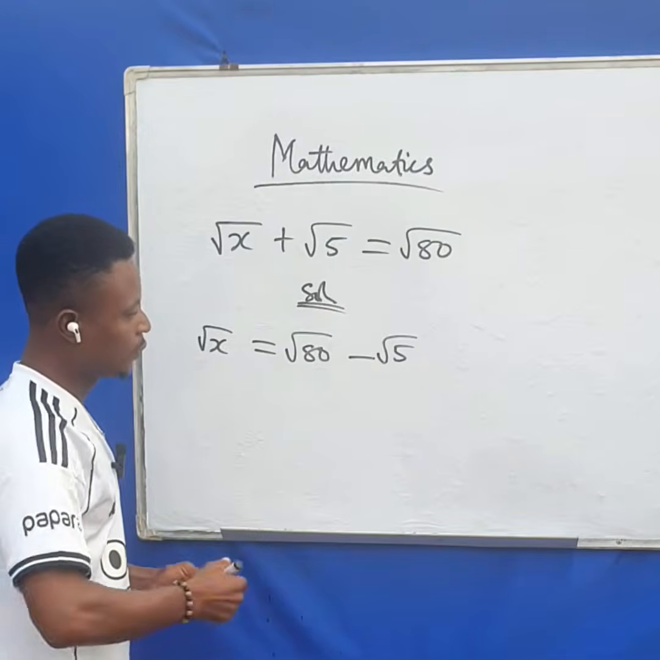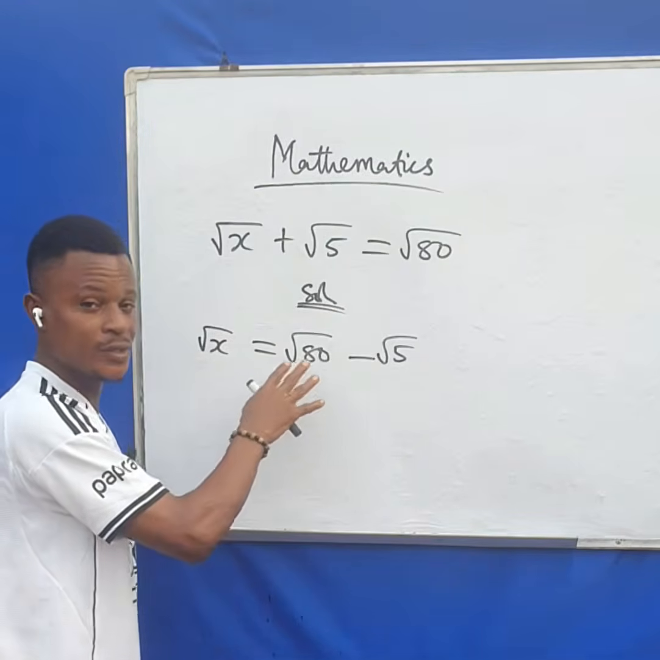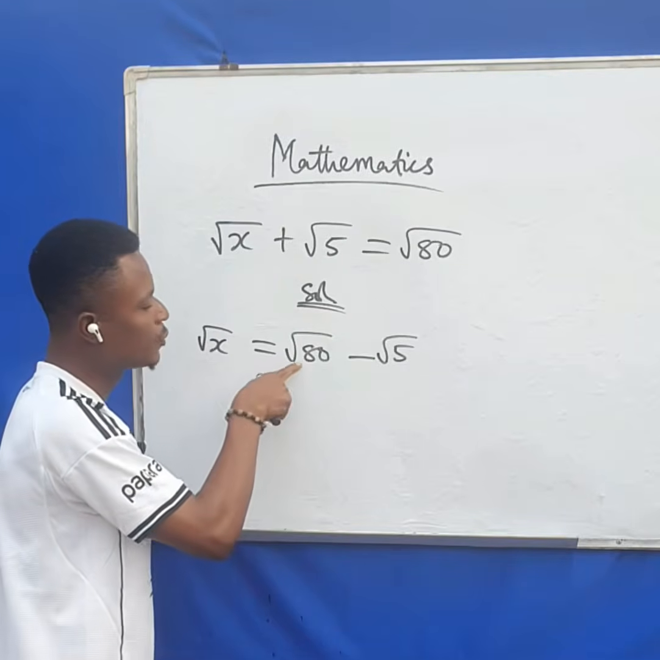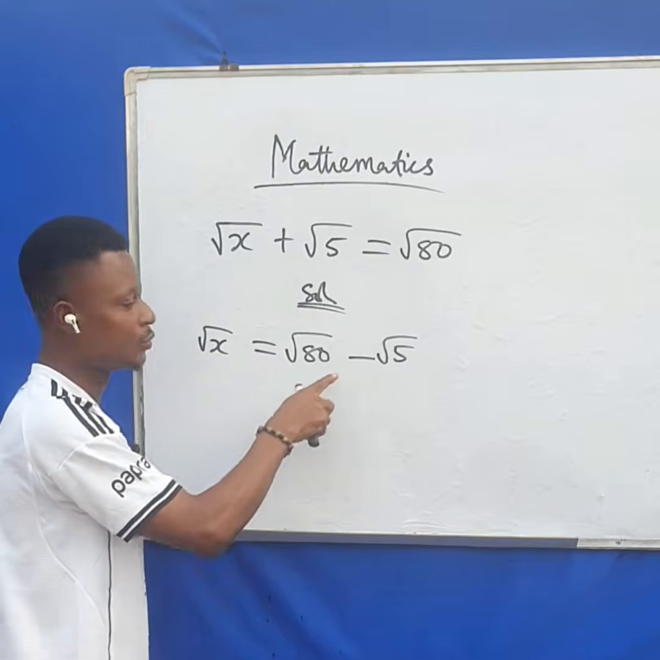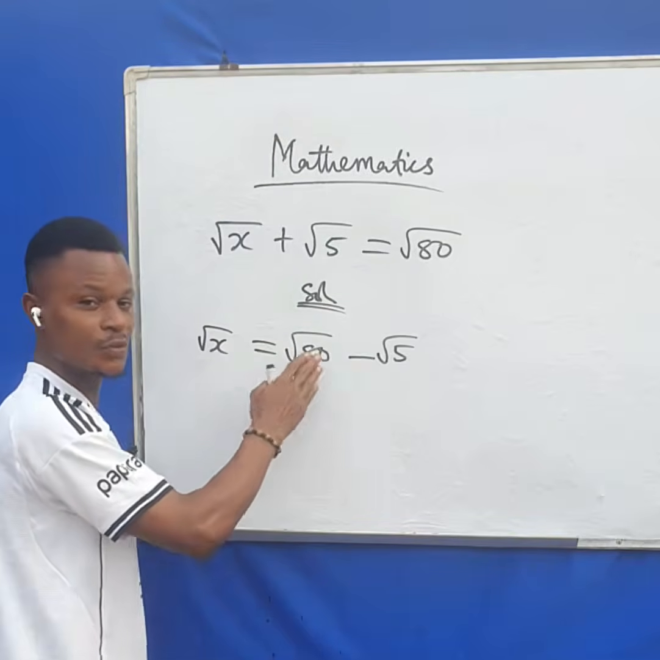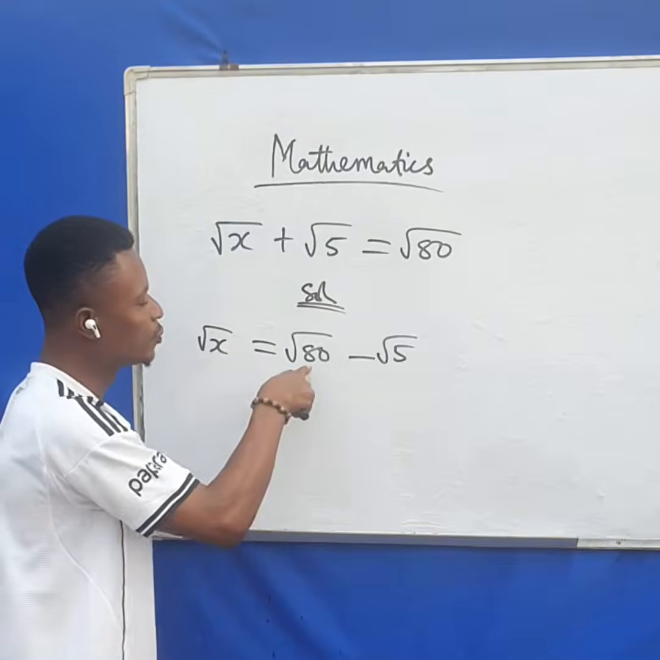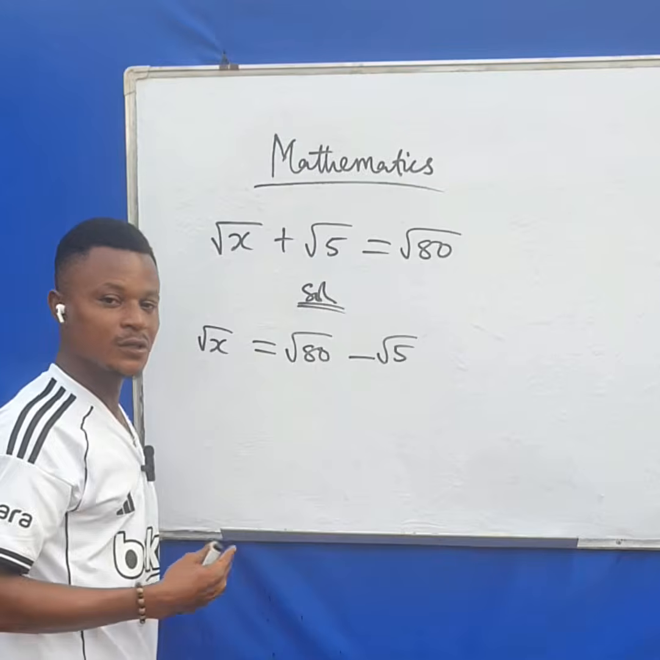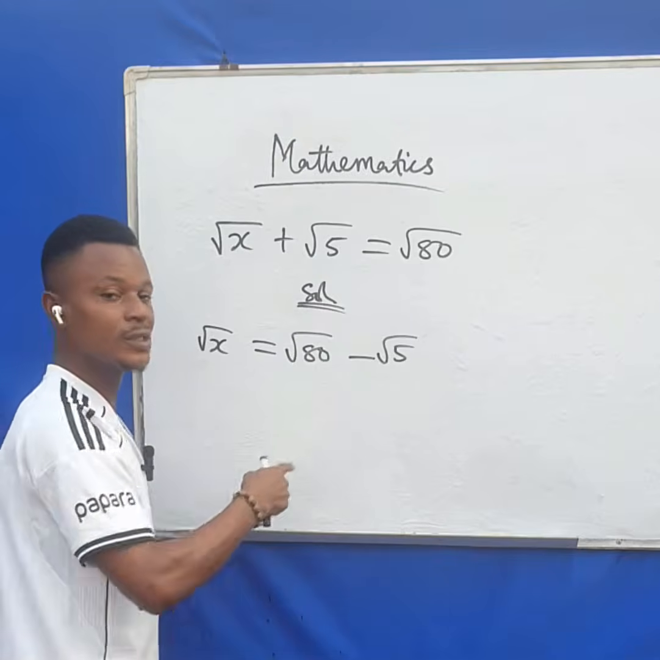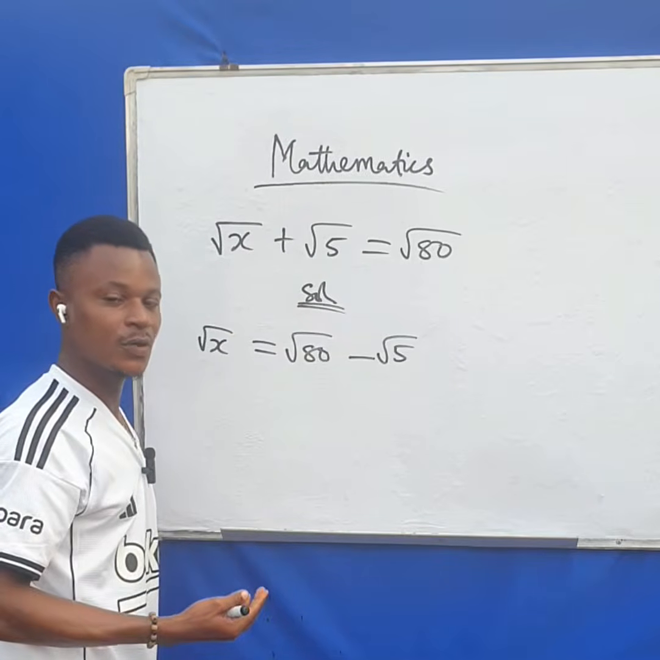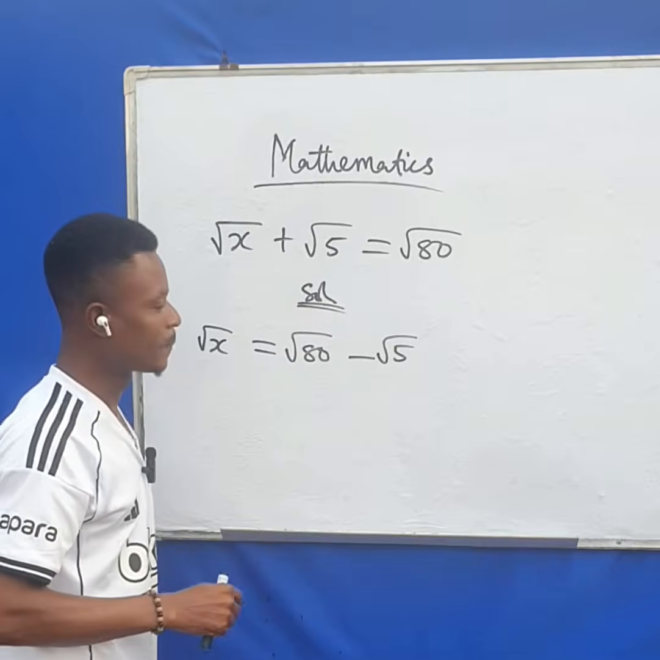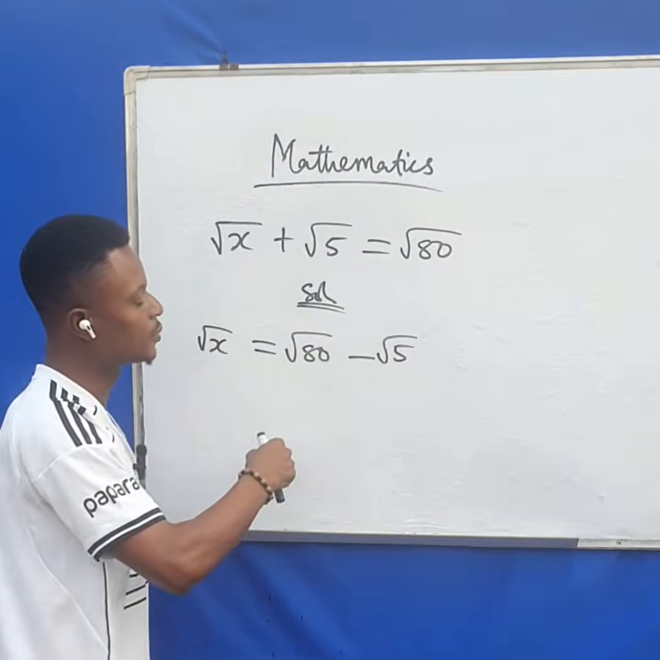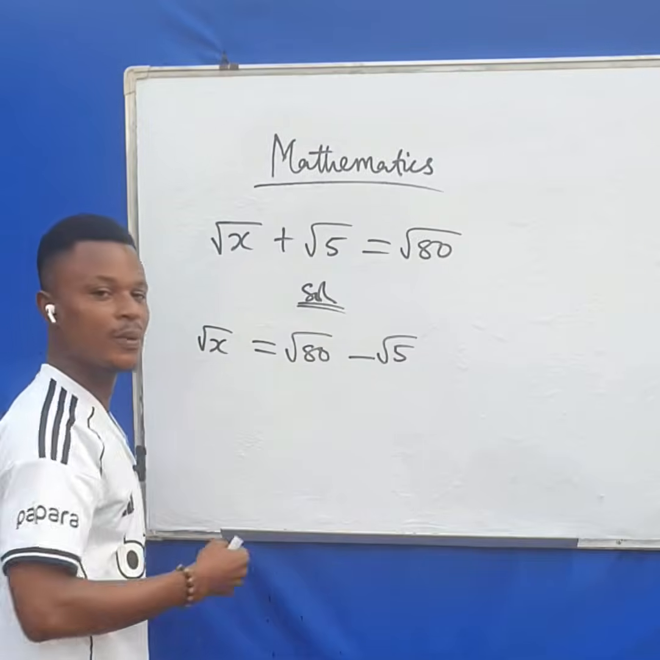Now, if you look at this right-hand side of the equation, we cannot directly subtract these two numbers. Why? Because they do not contain the same numbers inside the square root sign. In more mathematical terms, we say they do not contain the same irrational parts. So now what we are going to do is adjust this number such that they will contain the same irrational parts.